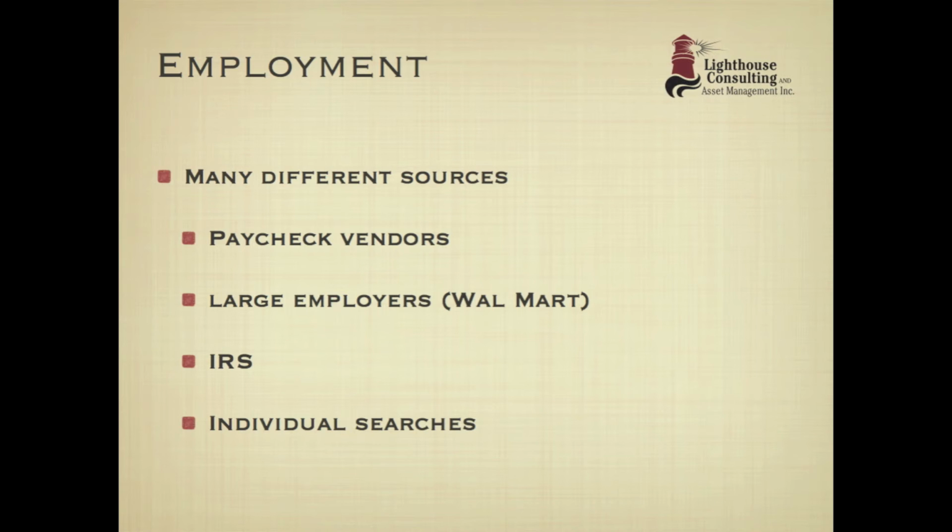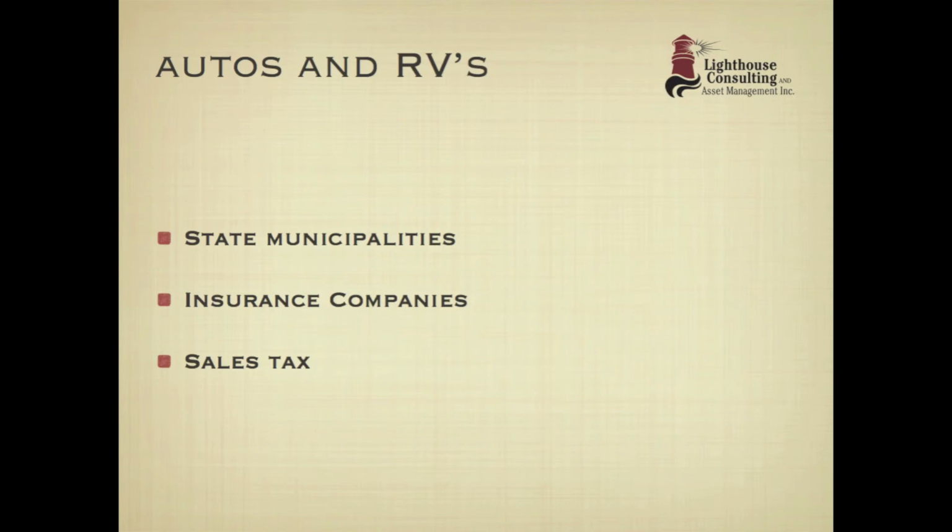Employment can come from many different locations: paycheck vendors, large employers like Walmart, the Internal Revenue Service, and of course, once again, the best information always comes from individual searches. And then there's always vehicular searches, whether you're talking about an RV or a car, and of course that information can come from insurance companies and a lot of other locations.